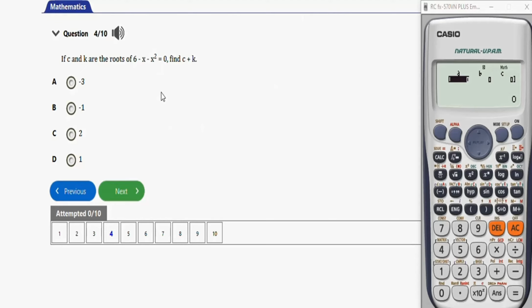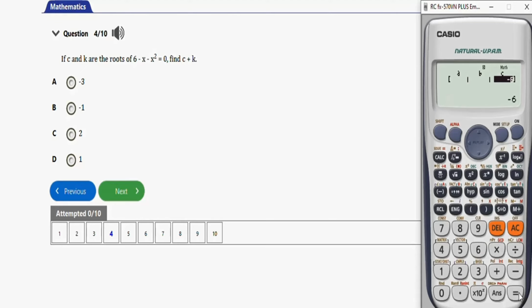So let's do it now. If c and k are the roots of this, find c plus k. So let's get the roots. Remember, it's no longer minus s squared. The coefficient of s squared is 1, no longer minus 1, because we pushed everything to the right side of the equation, so the sign convention now changes to plus. Then the coefficient of x is still 1, and the constant will now be negative 6, because 6 crossing over becomes negative 6, no longer 6. So we have negative 6 here.